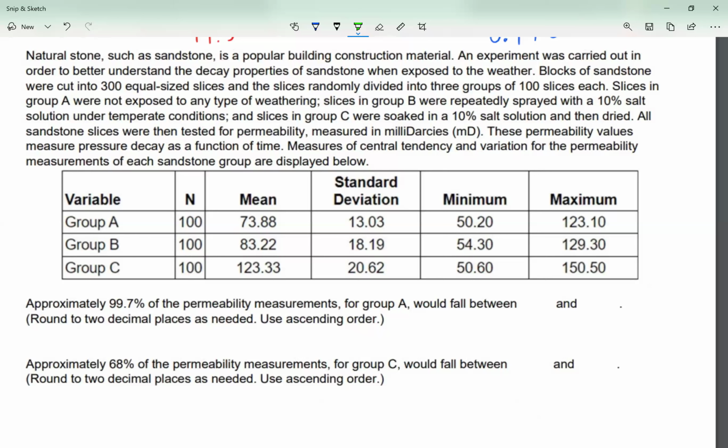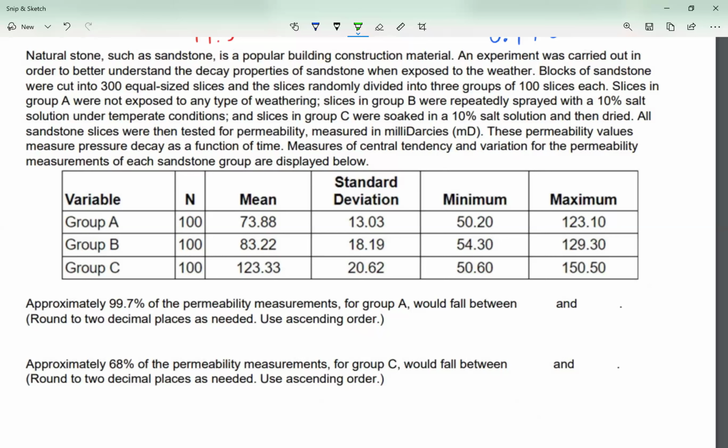I read that there's some sandstone, some blocks of them. I had 300 of them, so I broke it into 3 different groups. I treated each group differently just to see whether the weather changes the sandstone or not. Now, all sandstone slices were then tested for permeability, measured in millidarcies, which is a measurement.